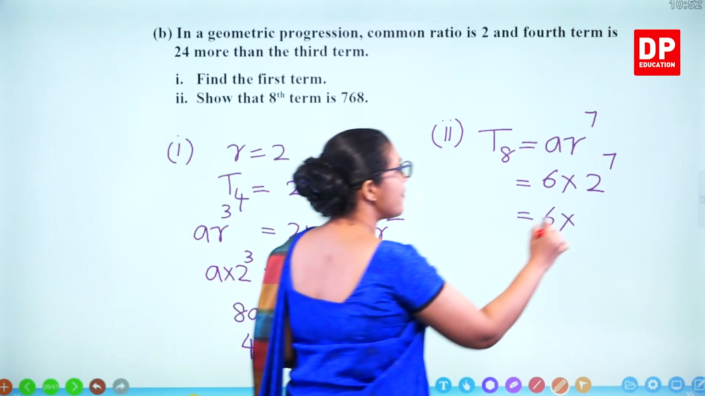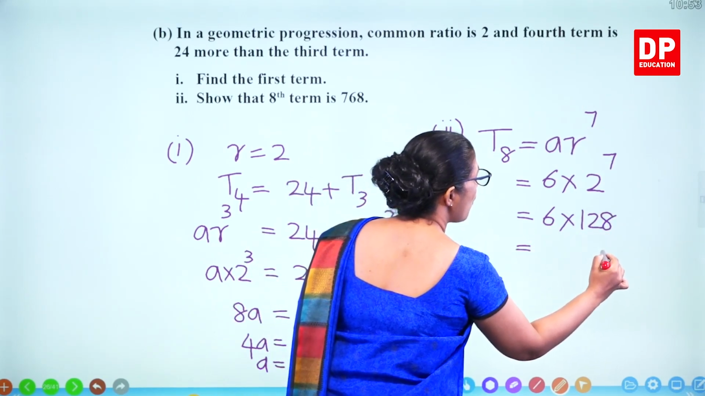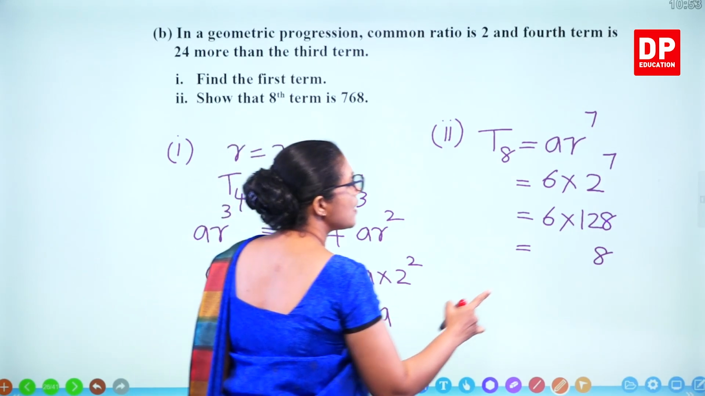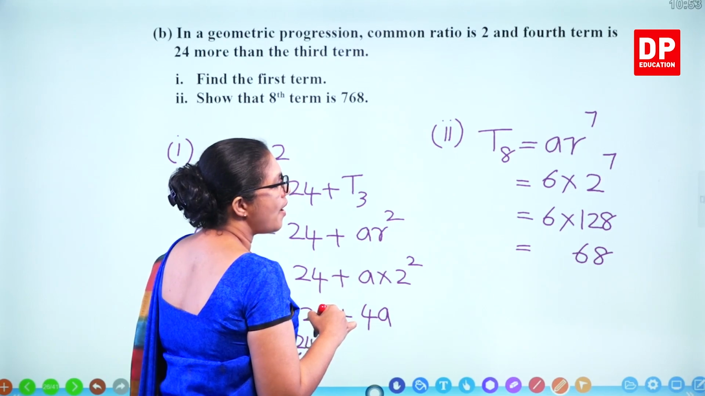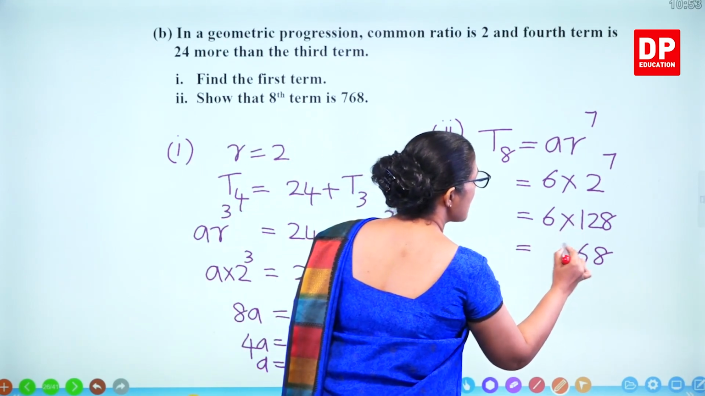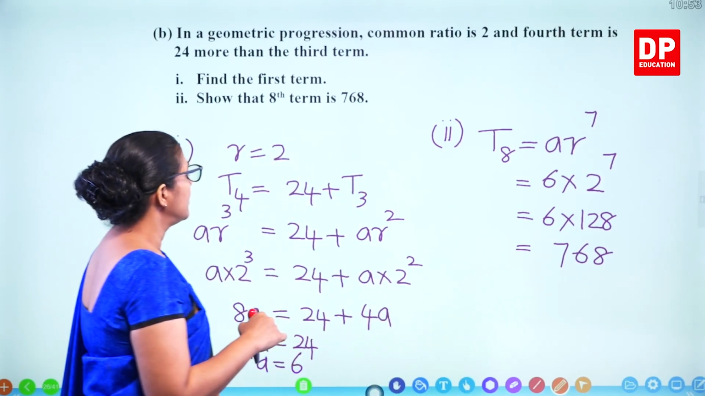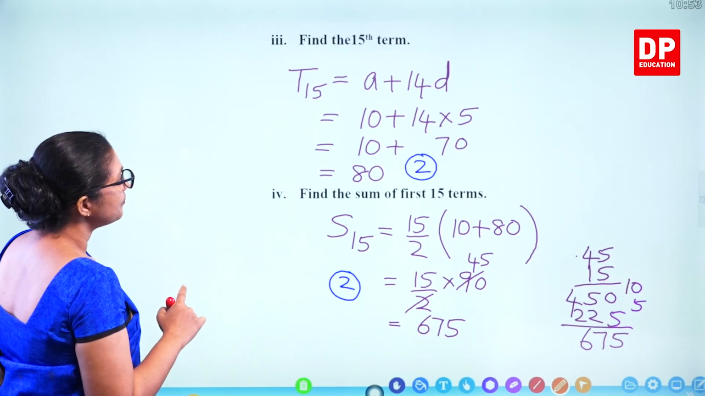64 times 6 is 384... 6 times 8, 48. 4 remaining. 6 times 2, 12 plus 4, 16. 1 remaining. 6 times 1, 6 plus 1, 7. So we are getting that answer, 768.